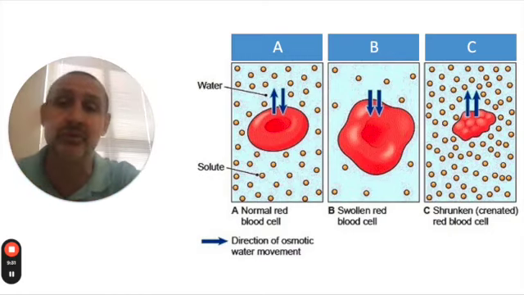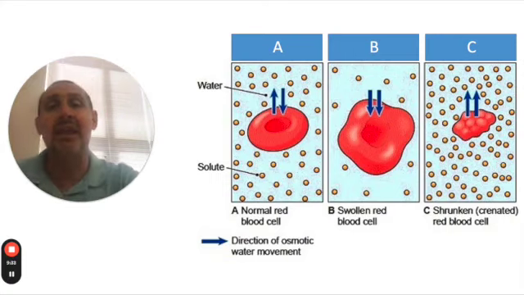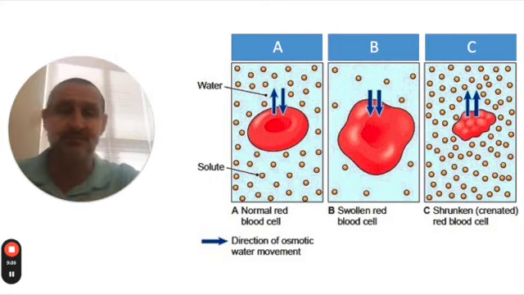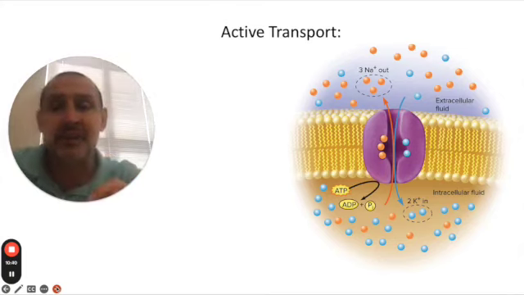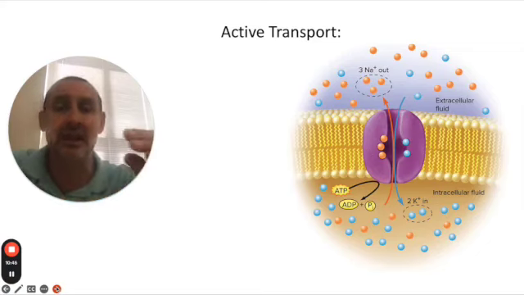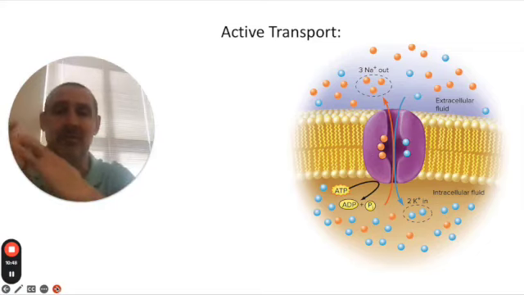That's a hypotonic solution. If the amount of water is even on the outside of the cell as it is on the inside of the cell, then that's an isotonic solution. Active transport requires energy because it's moving substances from an area of low concentration to an area of high concentration. It's like going up the sliding board this time.